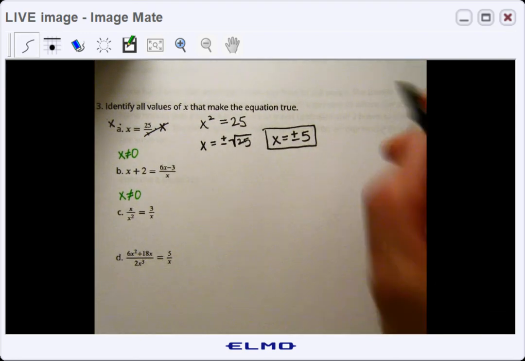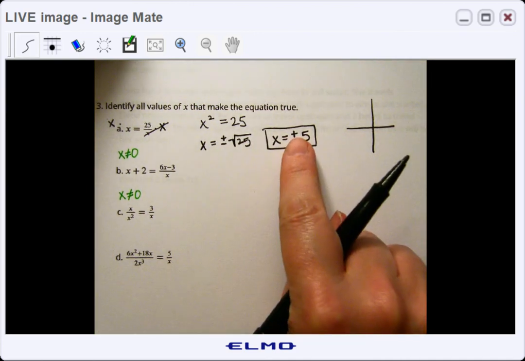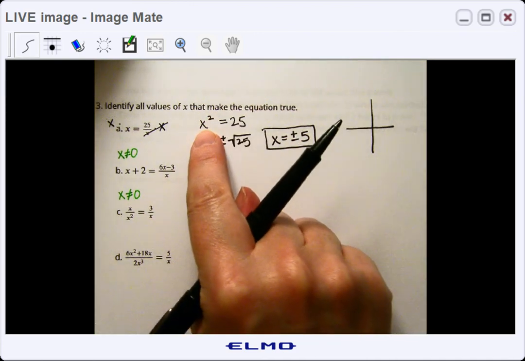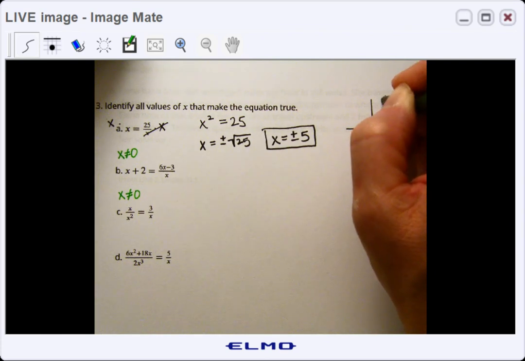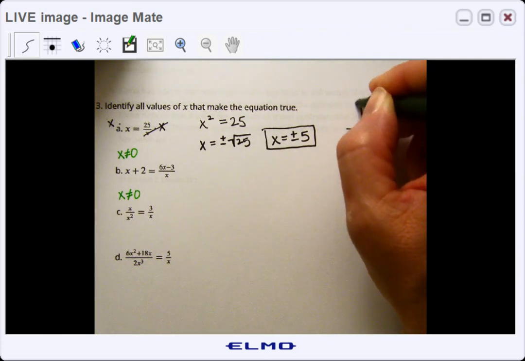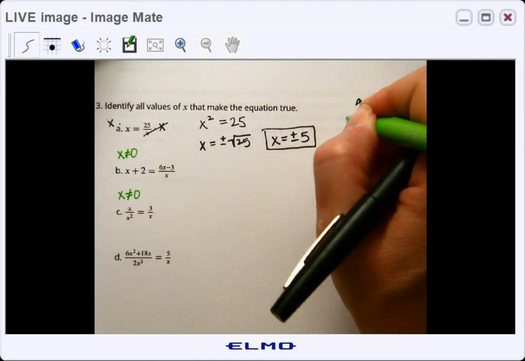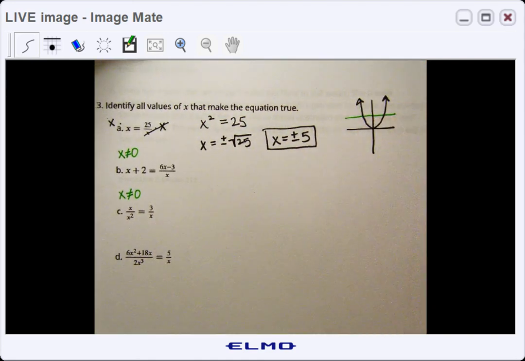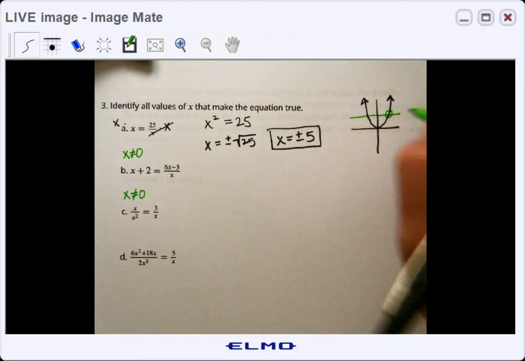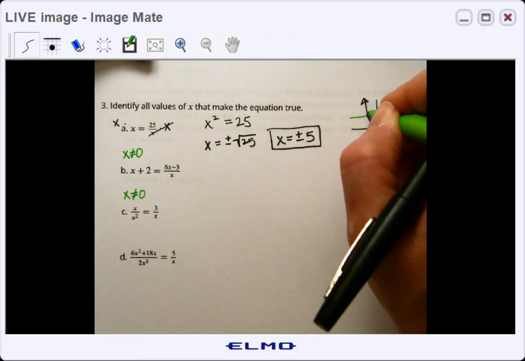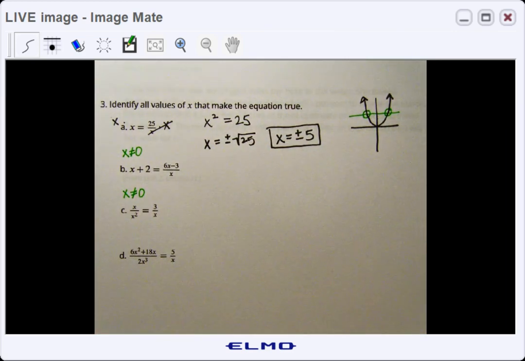One more time, just to remind you why we have the positive and the negative. X squared is a parabola. Its vertex is at 0, 0, and y equals 5 is a horizontal line. And so here's where it crosses at +5, and here's where it crosses at -5. So that's why this has two solutions.